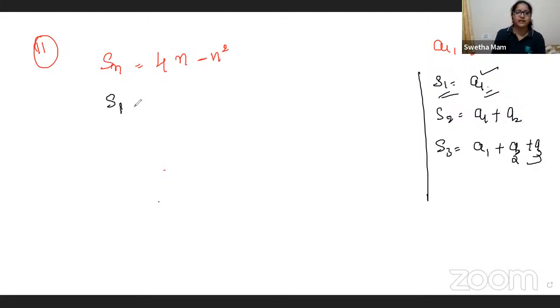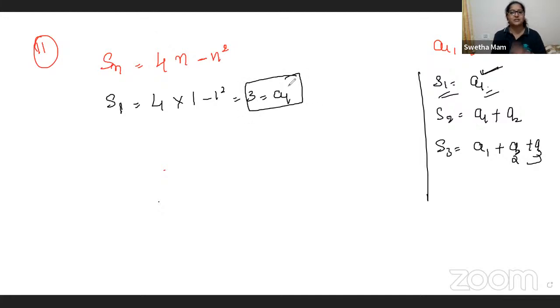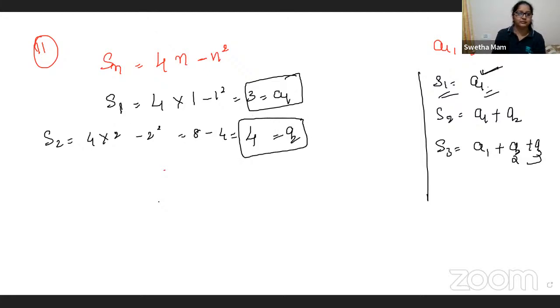So first find out S1. Wherever you have n, substitute 1: 4 minus 1 square, that is equal to 4 minus 1 is 3. So what is S1? It is also A1. So we got the first term, A1 is equal to 3. Now find out S2. Substitute 2 in place of n. 4 2s are 8 minus 2 2s 4, that is equal to 4. Sorry, that is S2, it is 4.